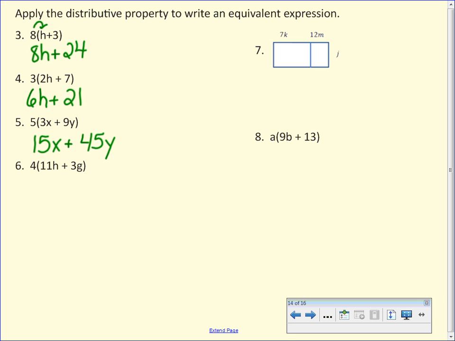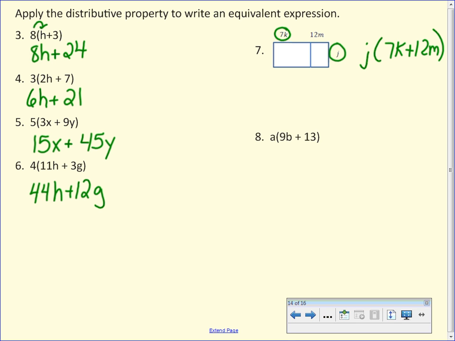Number 6, what would the full answer be? 44H plus 12G. Excellent. Very good. Ooh, another model that we're going to multiply here. So we're going to multiply everything by J. So I have J groups of 7K plus 12M. If it helps you to write it that way, write it that way.